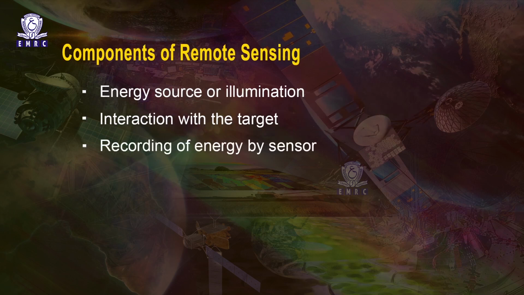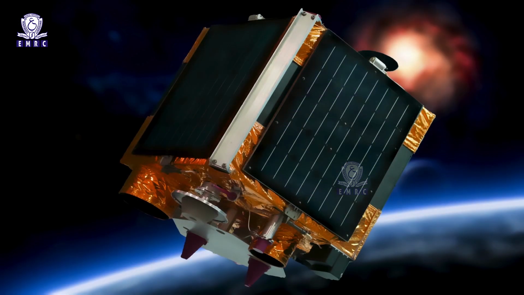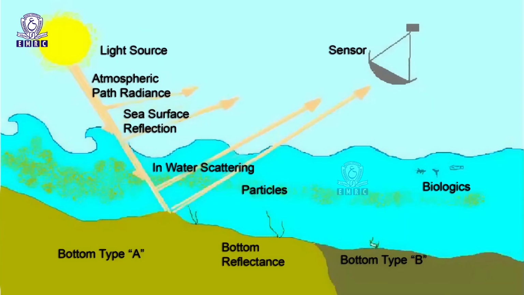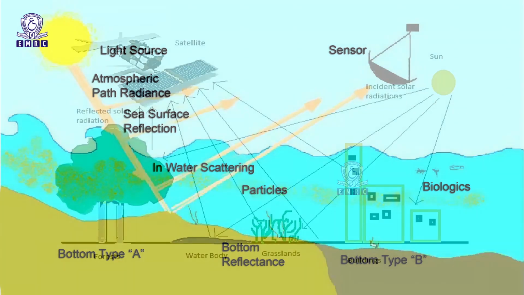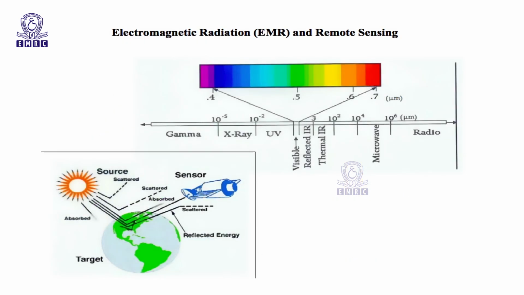Recording of energy by sensor. After the energy has been scattered by or emitted from the target, we require a sensor, which is mounted on a satellite orbiting in space, to collect and record the electromagnetic radiation. The sensors are popularly known by the electromagnetic radiation region they use. Remote sensing can broadly be classified as optical and microwave. In optical remote sensing, sensors detect solar radiation in the visible, near, middle and thermal infrared wavelength regions, reflected or scattered or emitted from the earth.